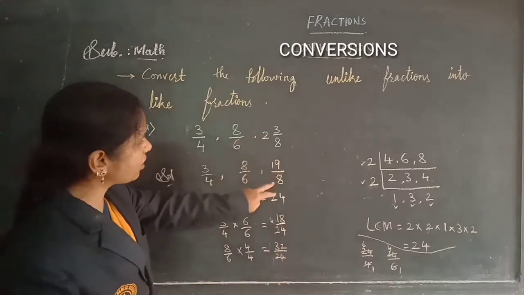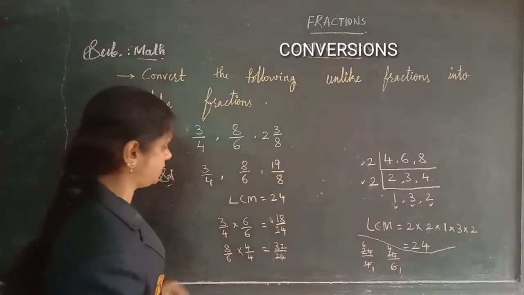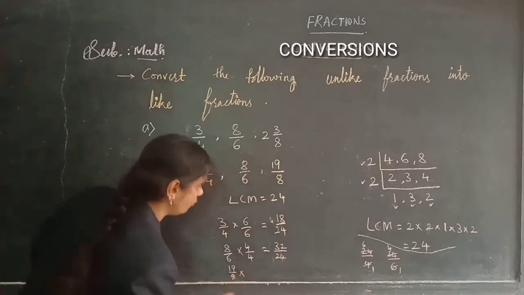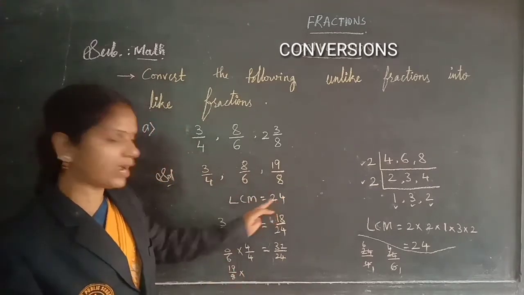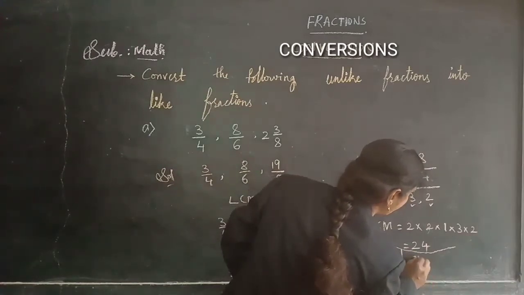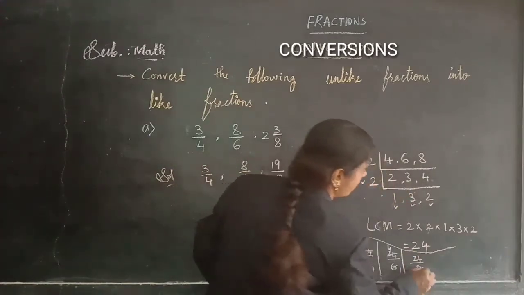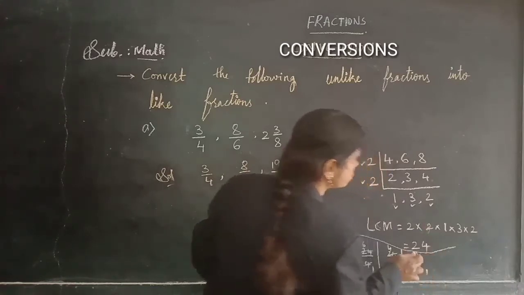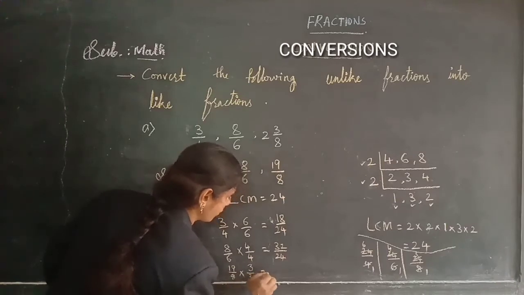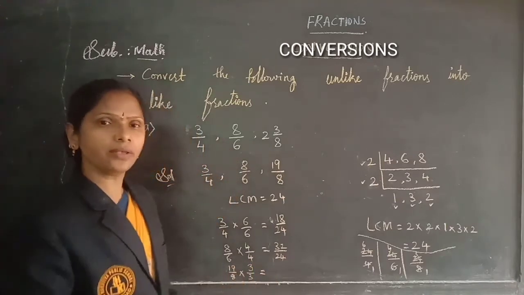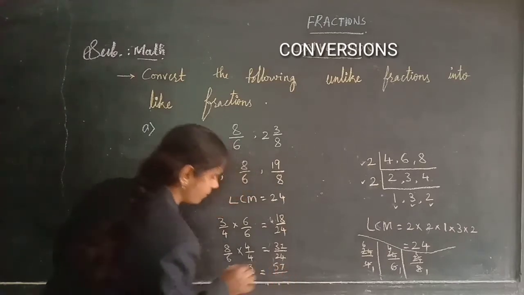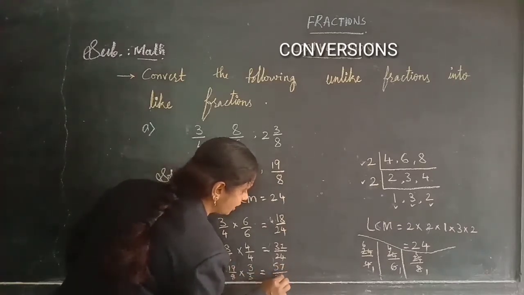Okay. Now let's take down the third fraction, 19 by 8. Now you divide this 24 by the 8 table, children. 24 I am dividing by the 8 table. 8 1s are 8, 8 3s are 24. So 3 I am getting as an answer. So multiply by 3. So 19 3s are 57 by 8 3s are 24.